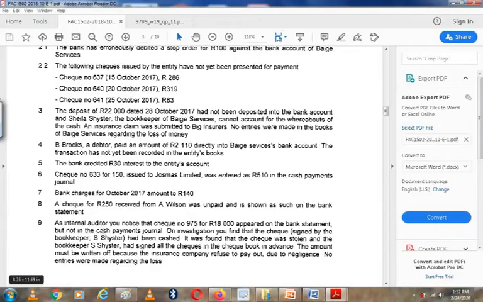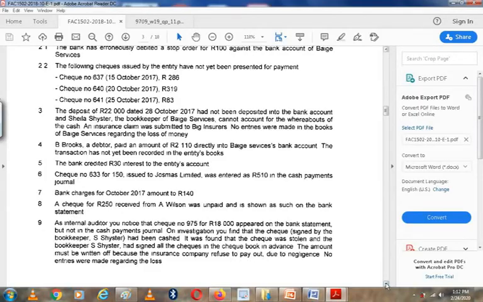Now, as internal auditor, you notice that the check number 975 for 18,000 appeared on the bank statement but not in the cash payments journal. On investigation, you find that the check signed by the bookkeeper has been cashed. It was found that the check was stolen and the bookkeeper, S. Shyster, has signed all the checks in the checkbook in advance. The amount must be written off because the insurance company refused to pay out due to negligence.